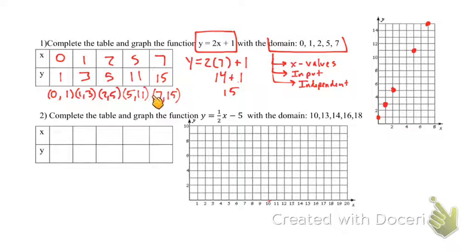Because part of your quiz is you're going to be given a graph, and they're going to ask you to turn it back into a table. So if you can do that, the quiz should be fairly easy. All right.